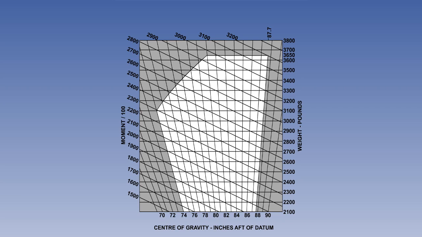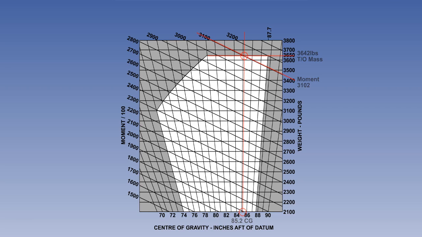To find the takeoff centre of gravity, draw a horizontal line representing the takeoff mass from our load sheet of 3,642 pounds, and then draw a diagonal line indicating the takeoff moment, in this case 3,102. Where the two lines cross, drop a line parallel to the grid line to the horizontal axis, which will indicate the centre of gravity for takeoff, being 85.2 inches aft of datum in our example. Notice that this reading is acceptable because it is within the white part of the envelope and not in the shaded area which represents out of limits.